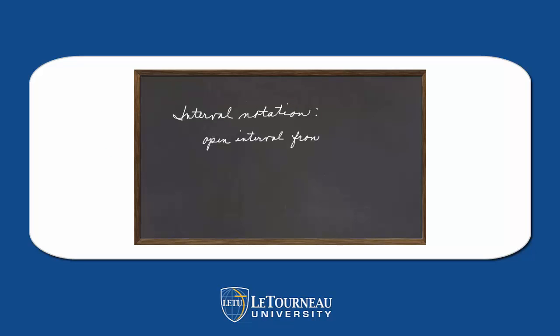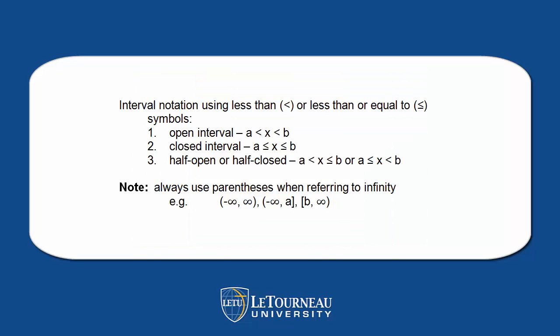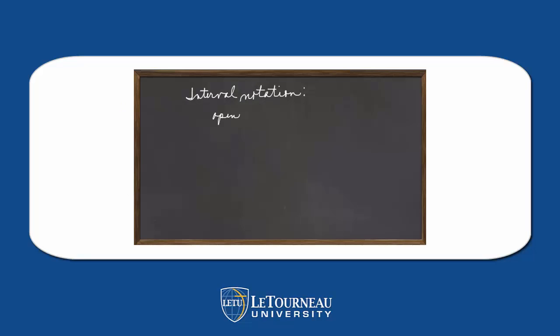If we have an open interval from 3 to 7, then notice we use parentheses. If we have a closed interval from 3 to 7, then we're going to look at square brackets. Now, if we have open at 3, closed at 7, then we'll have a parenthesis at 3 and a square bracket after 7. Also, we can use greater than or less than, greater than or equal to, or less than or equal to. But remember, when doing infinity, it's always open brackets.